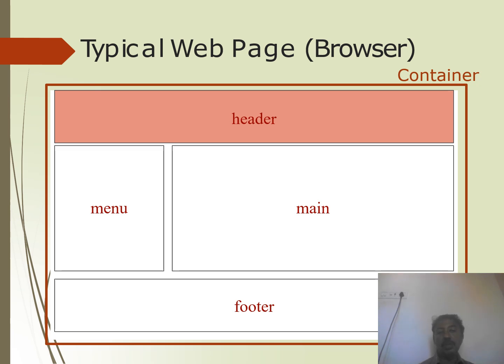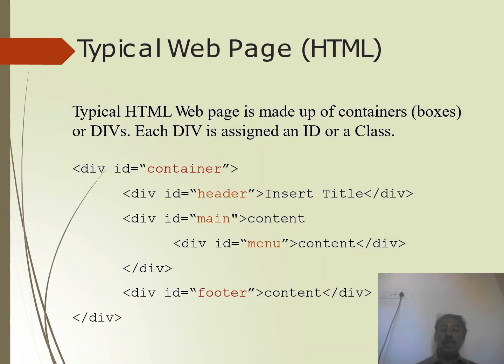Then this is the example for one container. Therefore, in this container, a header will be there. Header is the top box. Then the menu is another box on the left side. Then the main content will be on the right side. Then the last one is the footer. Therefore, how do we create that in a typical page? Using div, with id or class. Using that we do it.